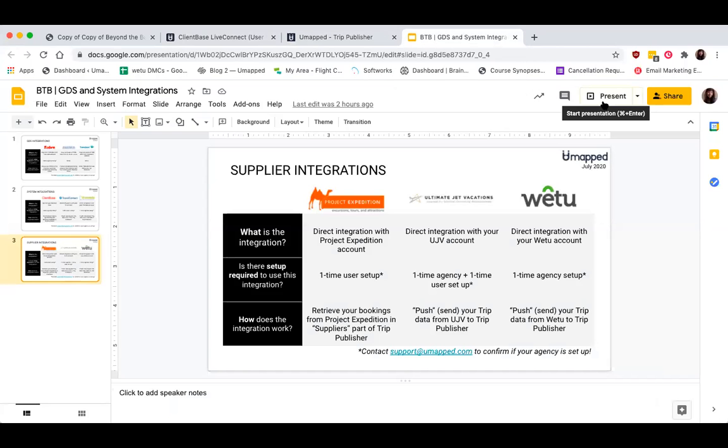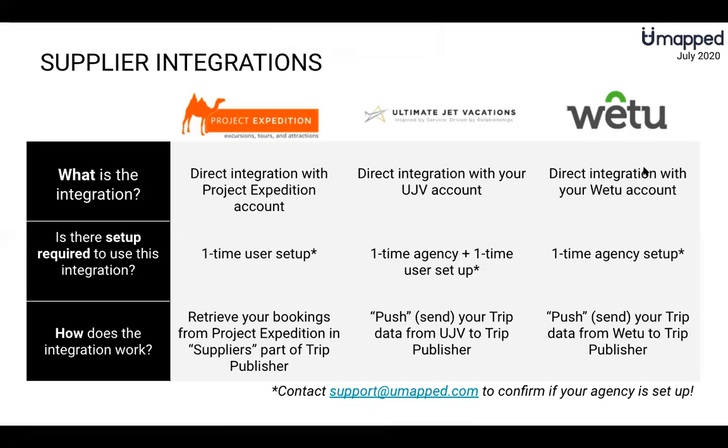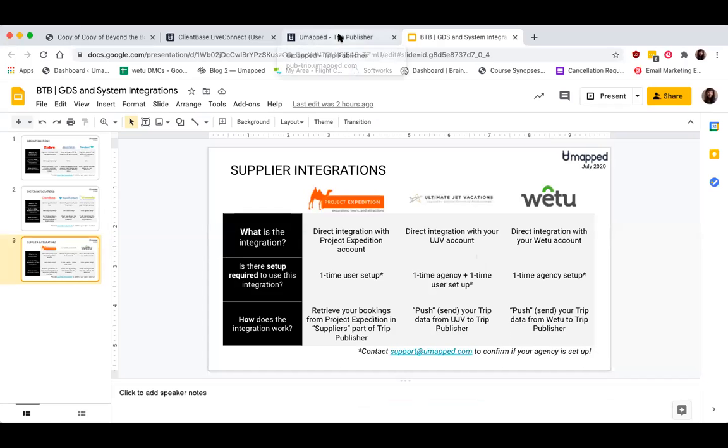And then lastly, for our supplier and tour operator partners who use Wet2, we do have a direct integration with Wet2. So this allows you to push your trip data from Wet2, I'm not sure that I'm pronouncing Wet2 right, by the way, but from Wet2 to the Trip Publisher. This is just a one-time agency setup, so it's quite easy to get set up. And if you are a Wet2 tour operator, you can always reach out to us if you'd like to get set up so that your tours are accessible from suppliers, because that's entirely possible.